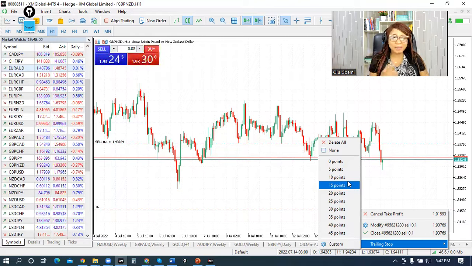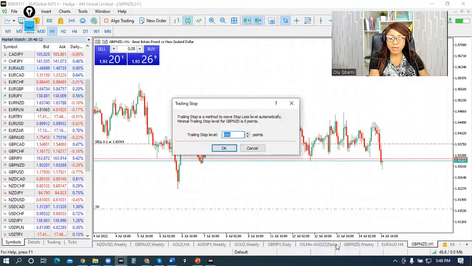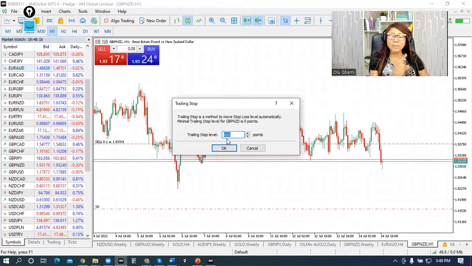But I'm not going to do that because I do more of swing trade. So this one that is holding is like a swing trade, a mini swing trade, right? So not something I will be setting that for. So what do I do? I go to custom, I click on custom and I set 800 points, right? 800 points means 80 pips.